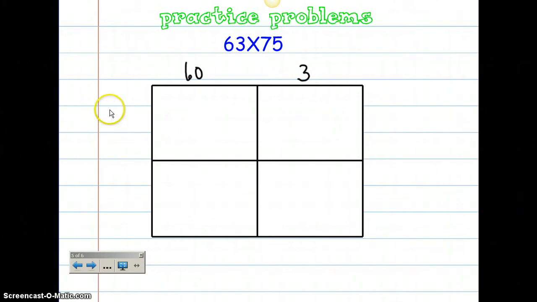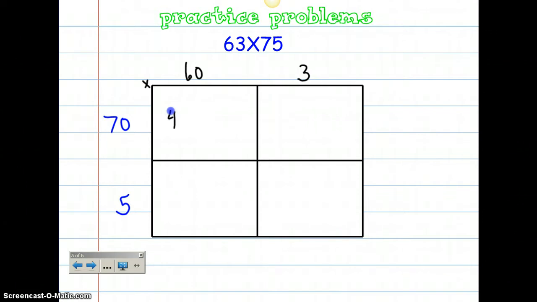Then I'm going to break this down over here, and I'm going to do 70 and 5. So I've broken that down. 60 gets broken down into 60 and 3. 70 gets broken down into 70 and 5. Then I'm going to put my multiplication symbol. What is 7 times 6?